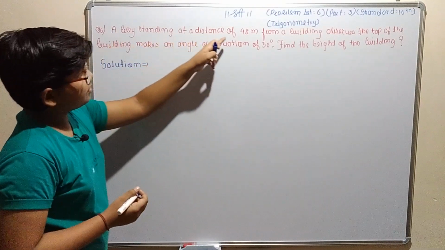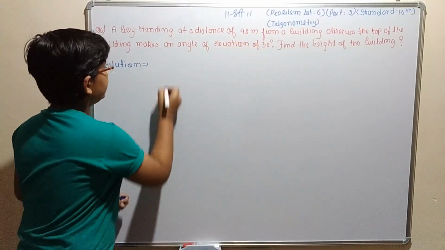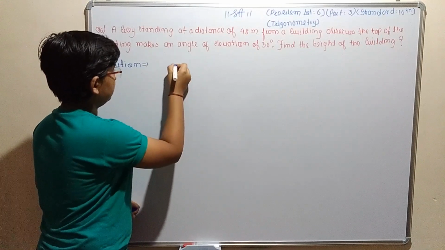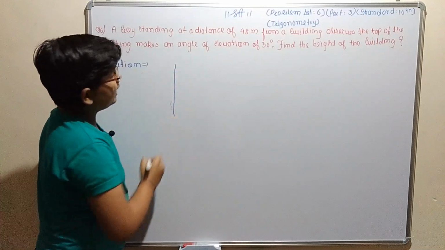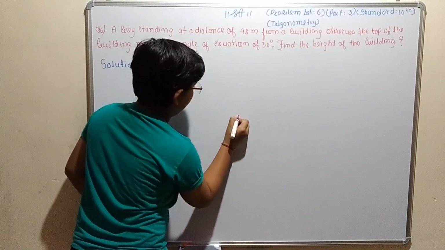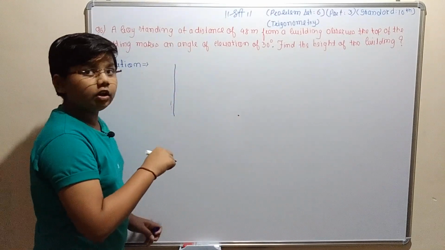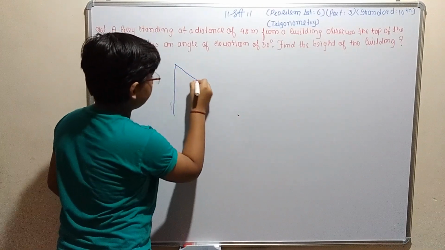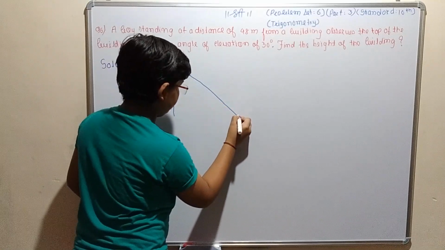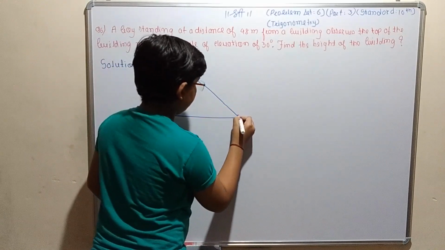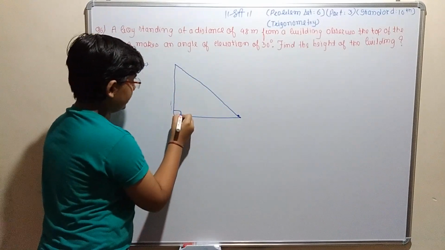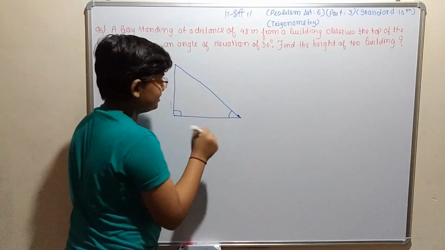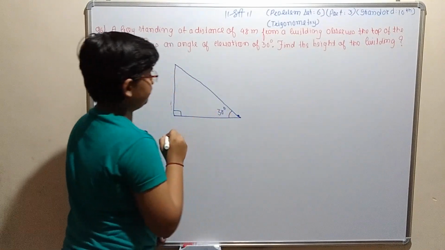Now we will try drawing it. A boy standing at a distance of 48 meter from the building. Let's draw a building. Consider that this is a building and here is a boy, and he made an angle of elevation of 30 degrees from this point to the top of the building. Then we get a right angle triangle, where this angle of elevation is 30 degrees.